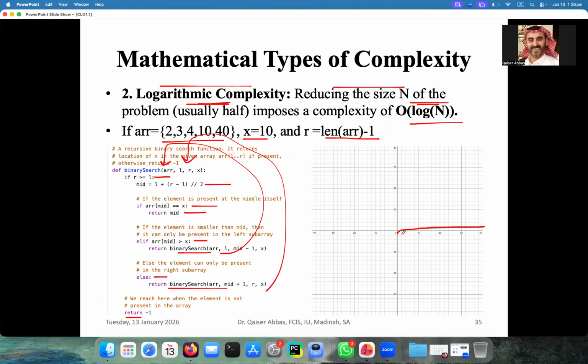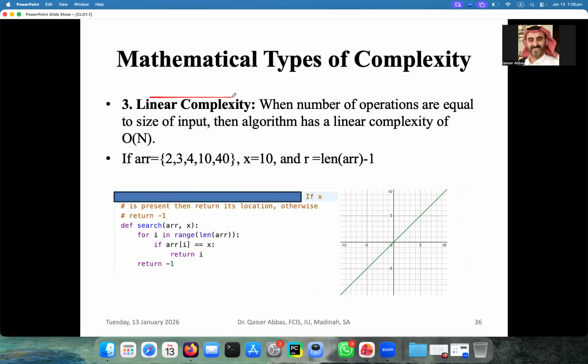Okay, it is starting from here, from a point below 0. A little bit higher, and then it will go like that. And there is nothing on the negative side. What is linear complexity?